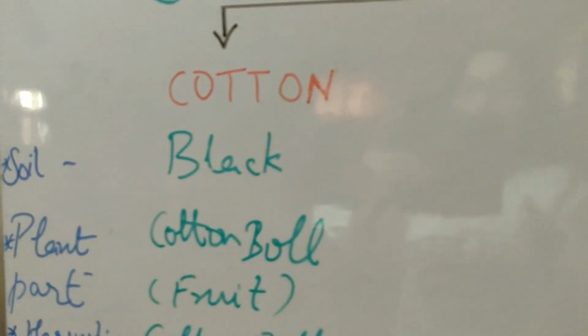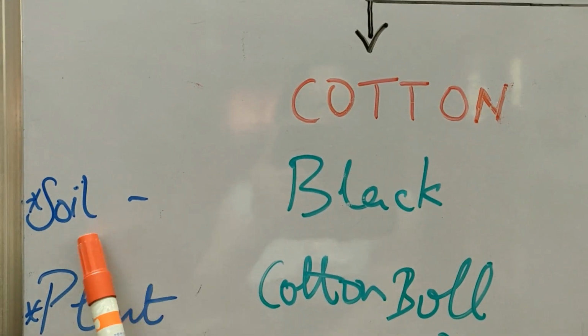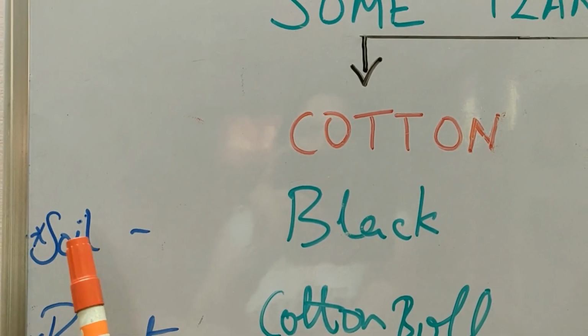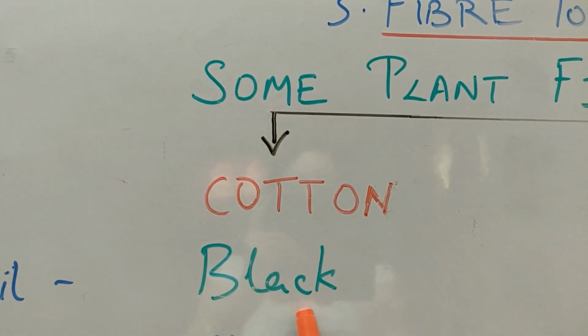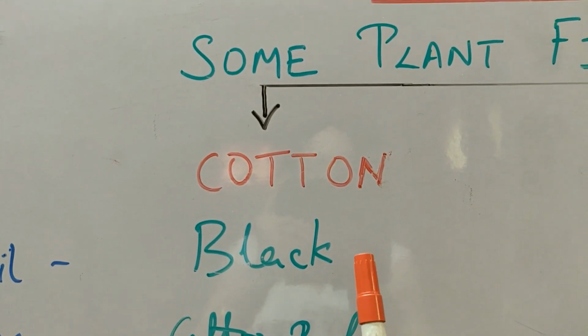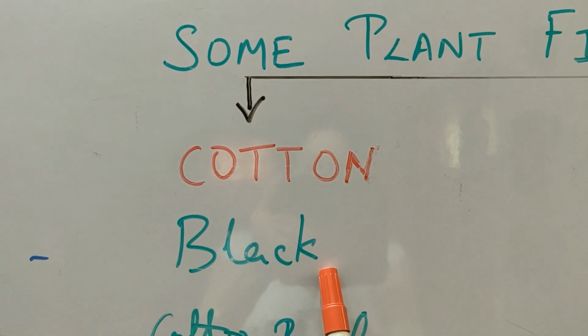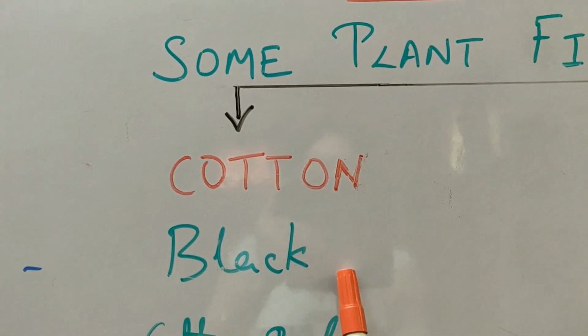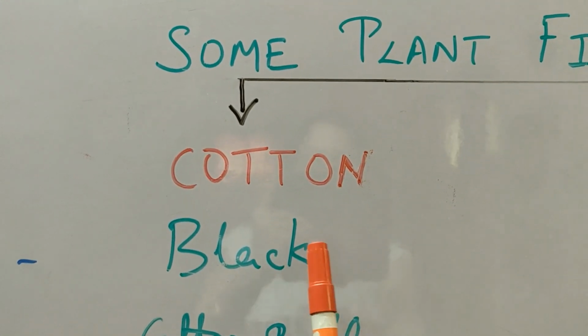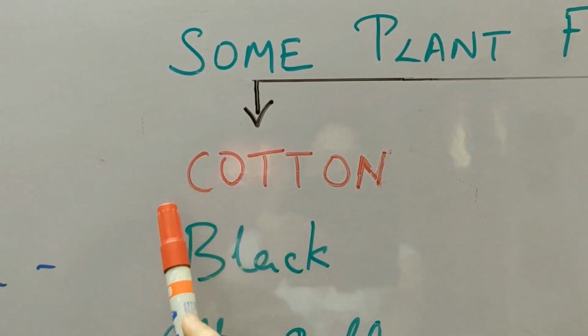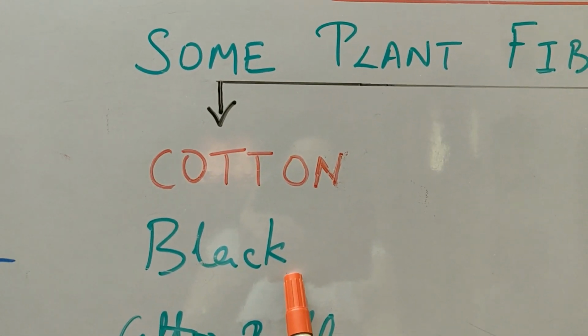Okay. So first we will cover the soil which is needed. The soil which is needed for cotton is black soil. It grows well in black soil. That's why it is grown more in the Maharashtra region. It's grown in Maharashtra, then Karnataka, Gujarat. These regions have got more of black soil.